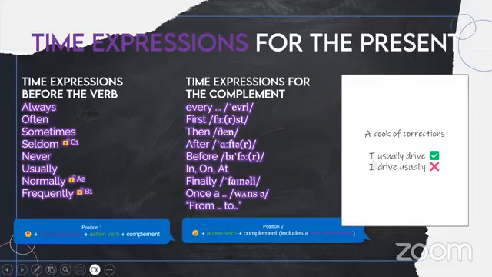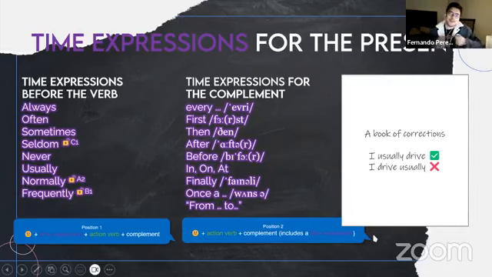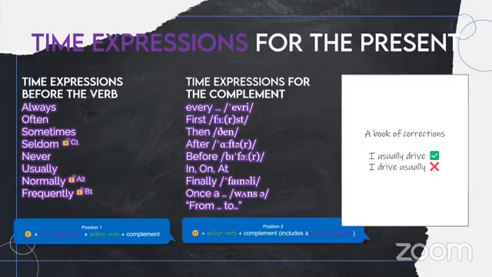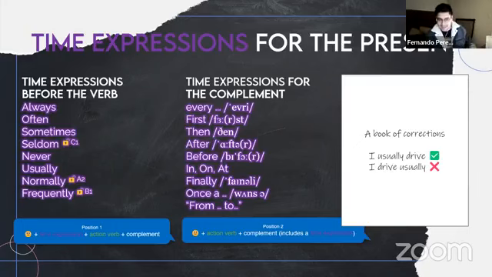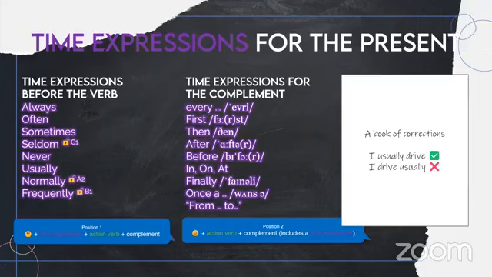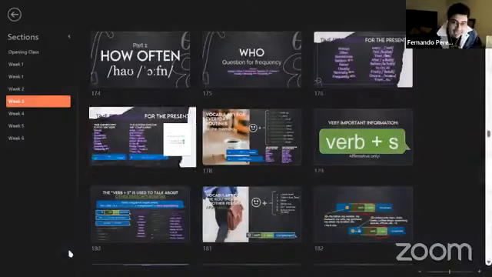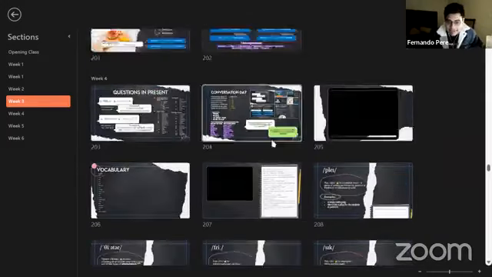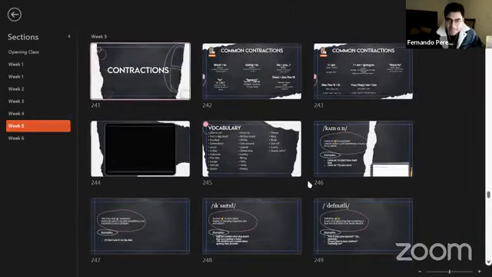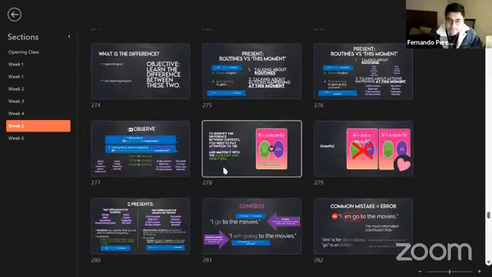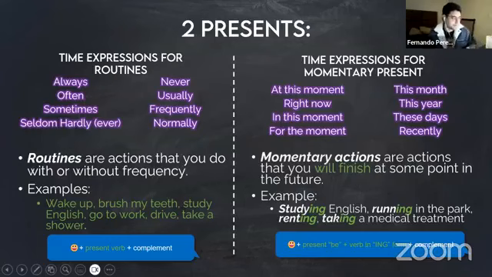So it's not correct to say, for example, I usually drive my car. It's incorrect to say I drive usually. This is a list of small exceptions. Take a note or a screenshot because this is a very special list. But in general, time expressions go at the end.